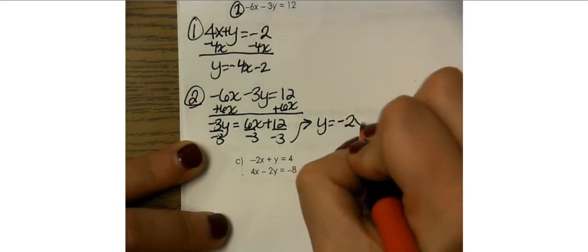This is number 1. Number 2, I have negative 6x minus 3y is equal to 12, and I'm going to solve for y by adding 6x to both sides. I end up with negative 3y is equal to 6x plus 12, and I'm going to divide everything by negative 3. And by doing that, I end up with y is equal to negative 2x minus 4.